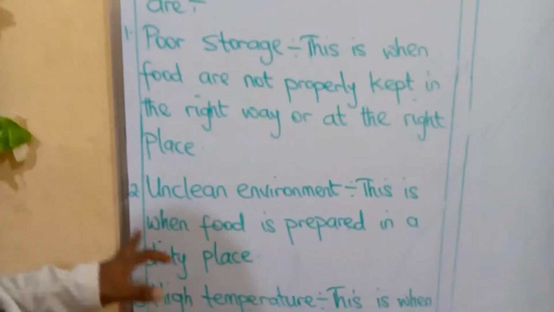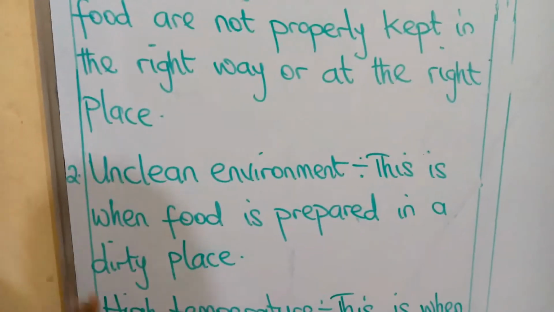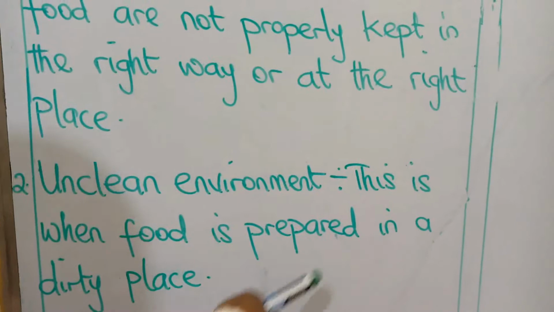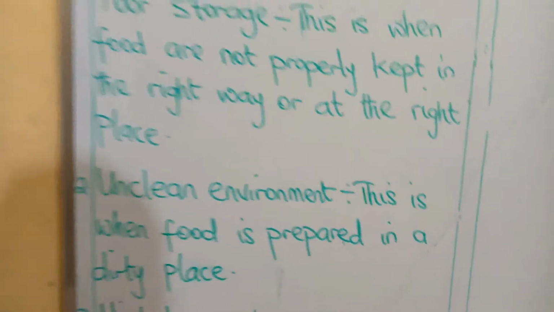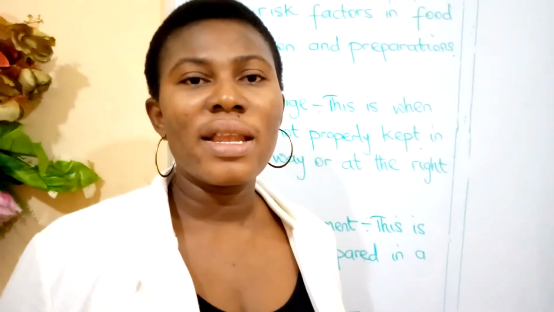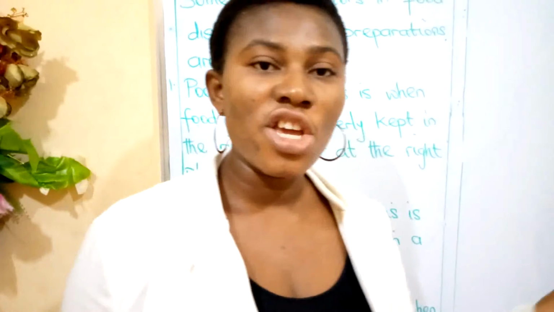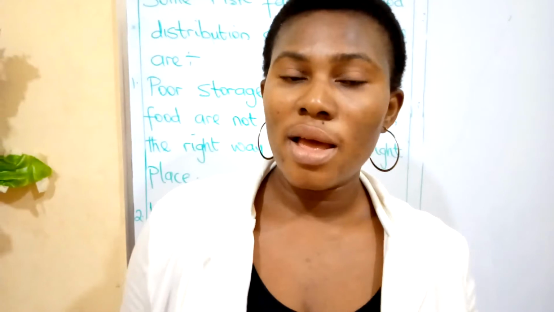Number two, we have unclean environment. This is when food is prepared in a dirty place. This simply means cooking your food in a dirty place. For example, your mom cooking in a dirty kitchen or in a dirty open field. It exposes the food to germs and flies that can cause diseases to our health.